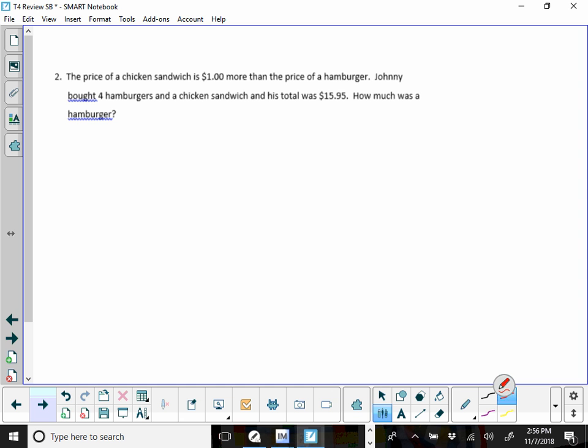All right, price of a chicken sandwich is $1 more than a hamburger. So our hamburger is our x, and our chicken sandwich is our x plus $1. Okay, Johnny bought 4 hamburgers, so that's going to be 4 x's.